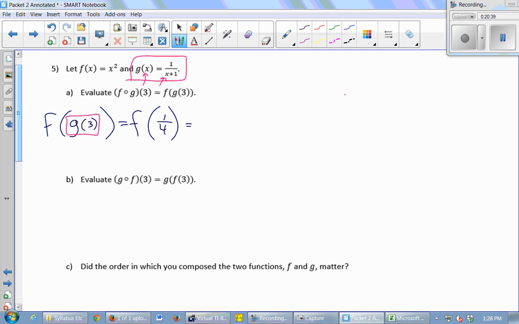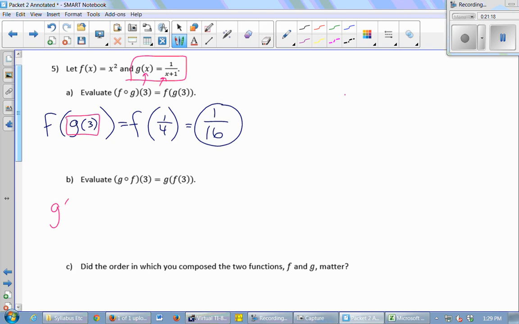Then f is the formula that squares things. F of x equals x squared, so whatever I put in parentheses, I have to square. If I replace the x with a 1/4, I replace all the x's in the formula with 1/4, which means I do 1/4 squared, which is 1/16. Joe, is that a little better? Okay, let's go the other way and get a little more practice.